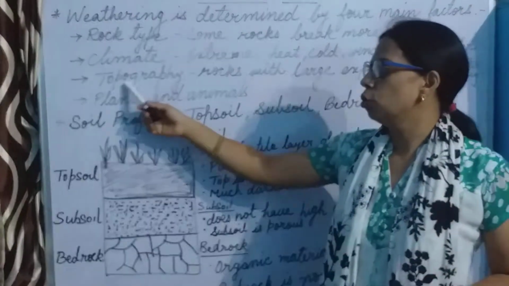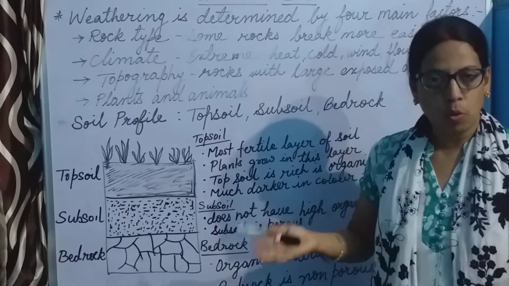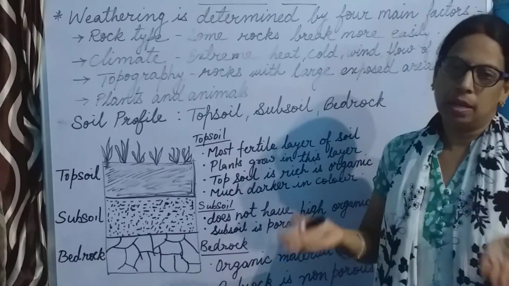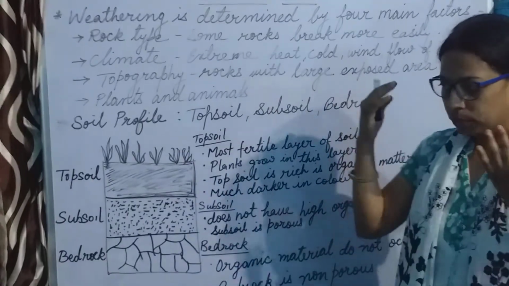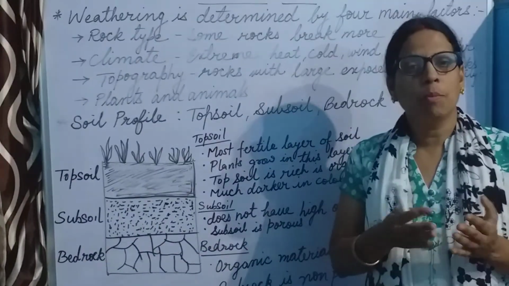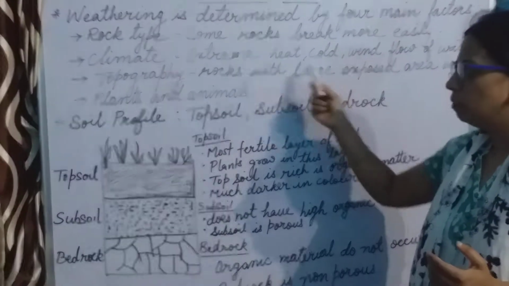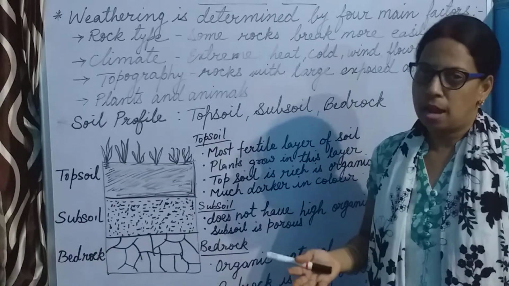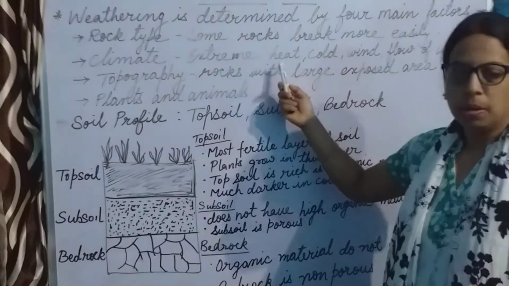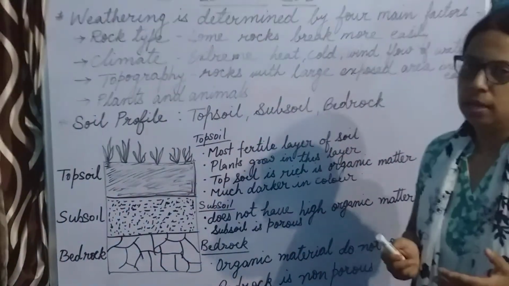The third point here you can see is topography. What is topography? When the surface area of the rock is more, the breaking will be easier. How? If the surface area is more, the wind, cold or the flow of water will act on the more exposed area, which will result in the breaking of rocks. So when the exposed area is larger, due to the flow of water, the extreme heat or cold, or even due to plants and animals, the breaking down of that rock will be easier.